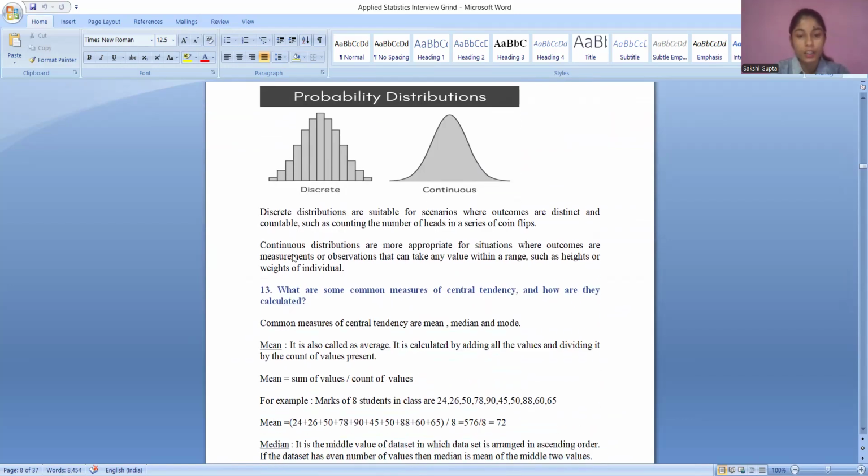Discrete distributions are suitable for situations where outcomes are distinct and countable, such as counting the number of heads in a series of coin flips. Continuous distributions are more appropriate for situations where outcomes are measurements or observations that can take any value within a range, such as height or the weight of an individual. This is discrete and this is continuous.